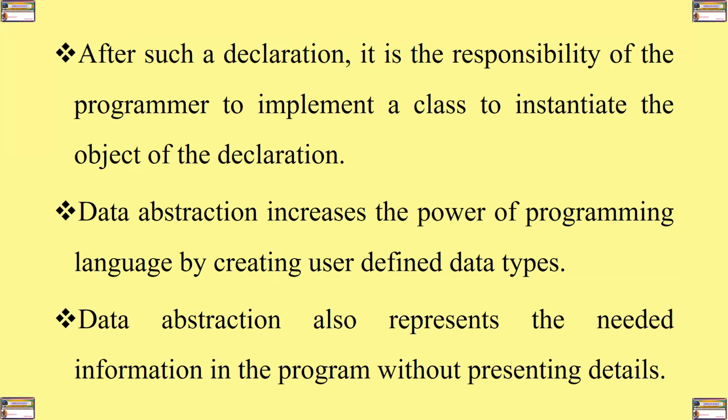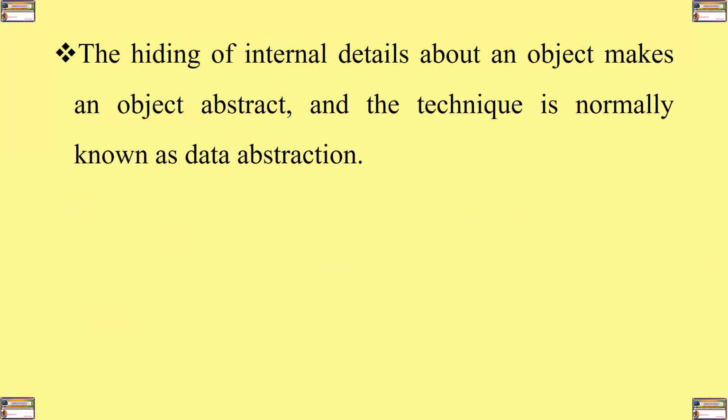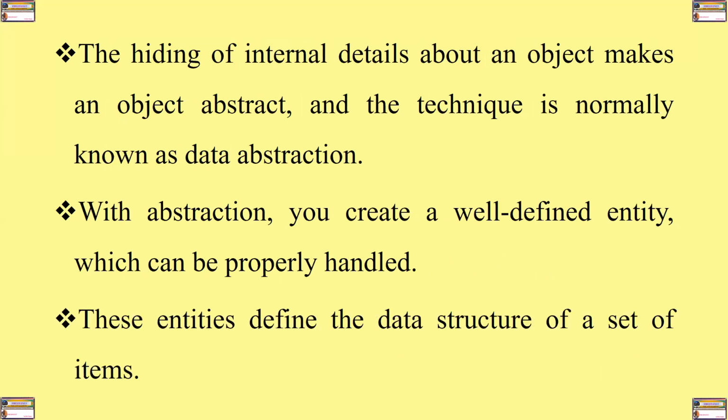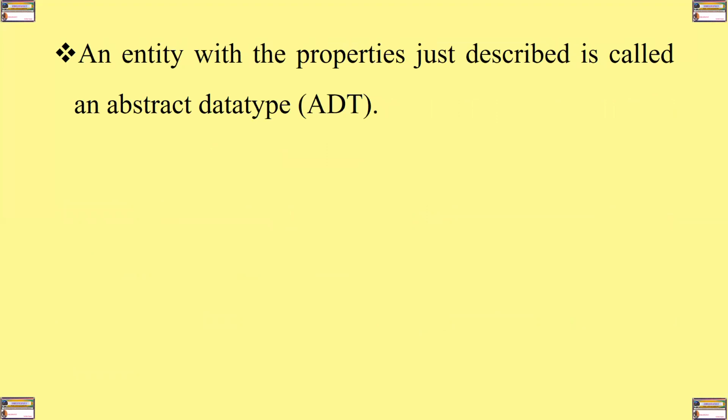Data abstraction also represents the needed information in the program without presenting details. The hiding of internal details about an object makes an object abstract, and the technique is normally known as data abstraction. With abstraction, you create a well-defined entity which can be properly handled. These entities define the data structure of a set of items. An entity with the properties just described is called an abstract data type, or ADT.